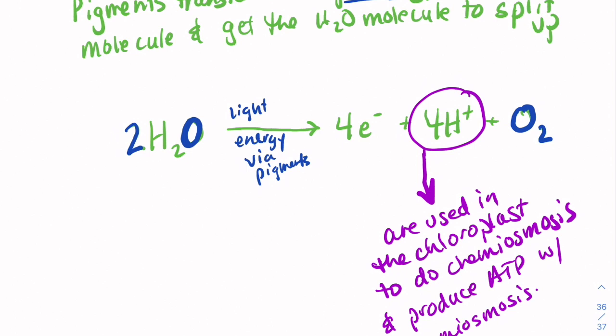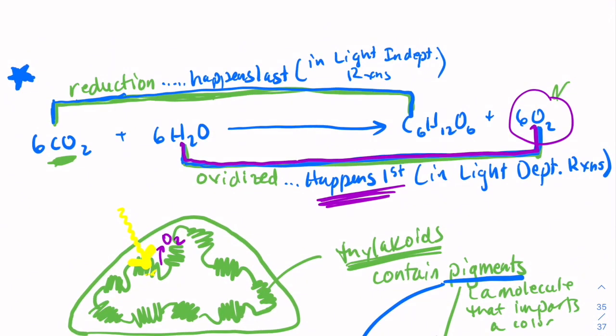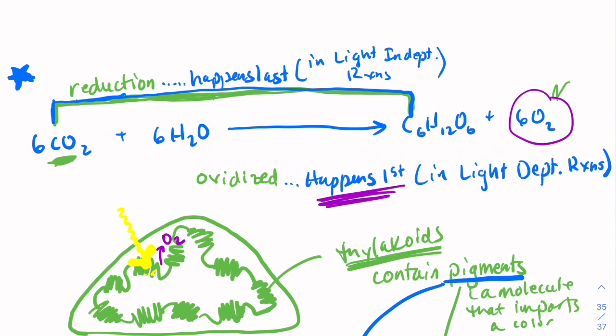There we go. I could have said that better. They are used in the chloroplast to produce ATP through chemiosmosis. Let's just fix this. To produce ATP through chemiosmosis. There we go. So this part back here, we're done.